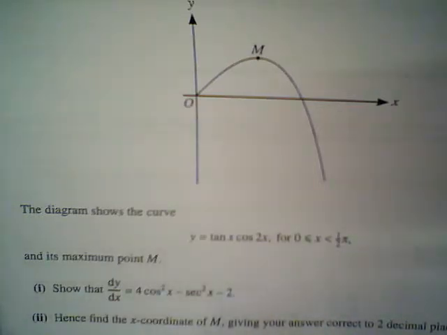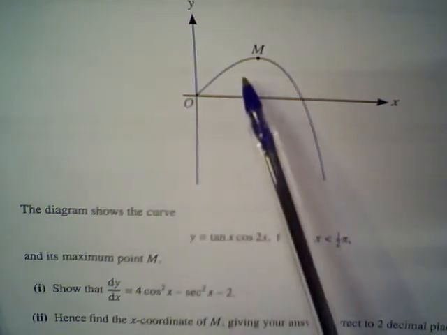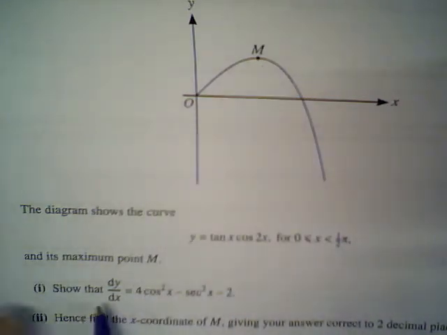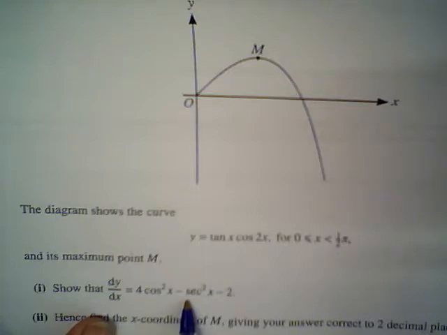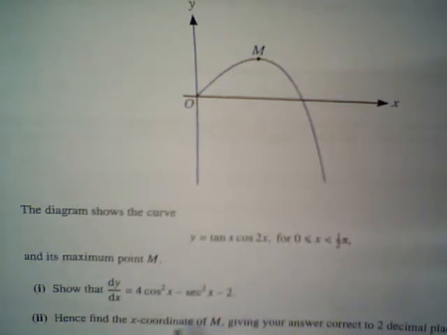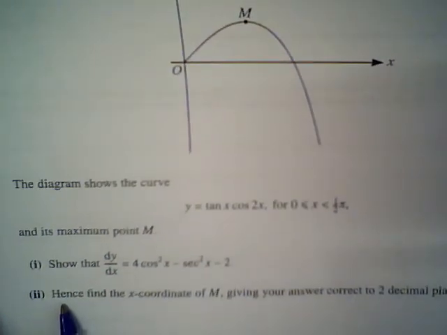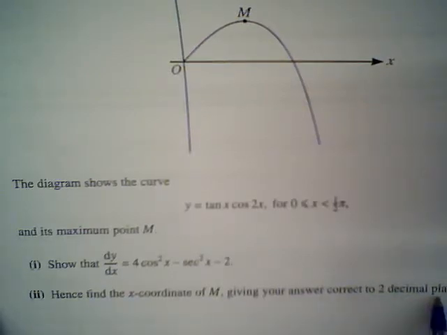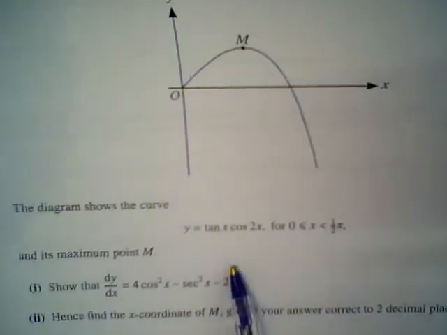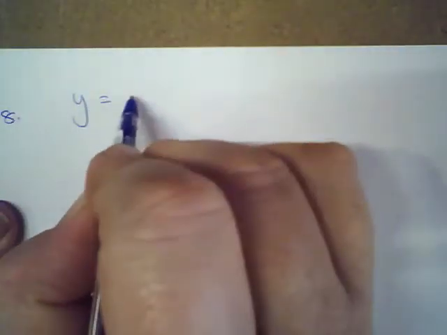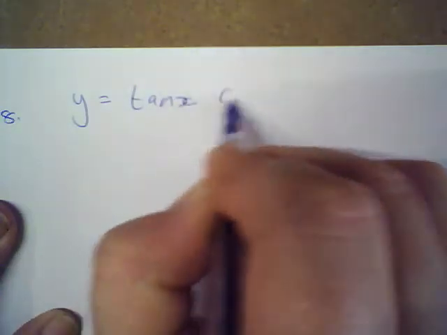And then they tell us some information. They say M is a maximum point, and then we've got to find the derivative, but the derivative has to be in this form: 4 cosine squared x minus sec squared x minus 2. And then for the last part of this question, we have to find the x coordinate of M, giving our answer correct to 2 decimal places. So let's get going there. My first bit is just to write down this expression, y equals tan x cosine 2x.